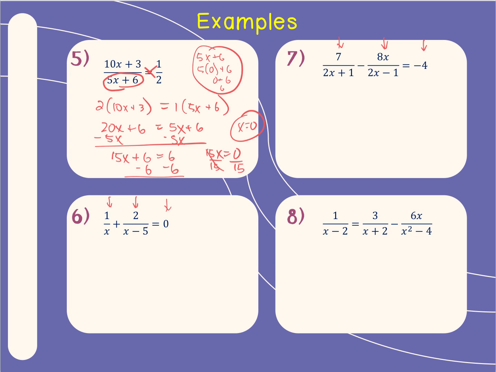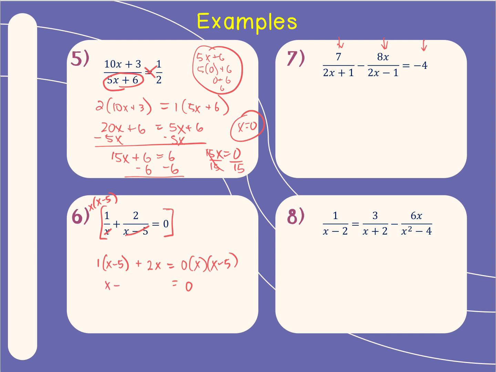No worries here. When I go to the next problem, I see that my denominators are x and x minus 5. And so what I'm really going to be doing is multiplying everything by x and x minus 5. So when I go to the first term, 1 over x, and I do that, the x's will cancel, and it'll leave me with 1 times x minus 5. When I do it to the second one, the x minus 5 will cancel, and it'll leave me with 2 times x. And when I go to the third one, I'm going to do 0 times x minus 5. However, we know that that's going to end up equaling 0. Anything times 0 is 0.